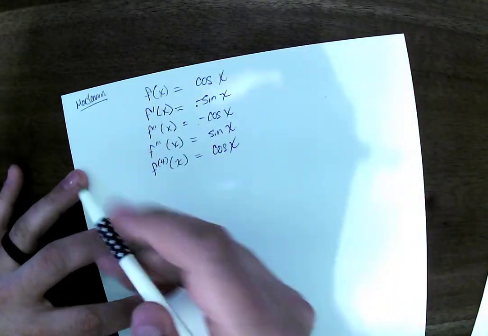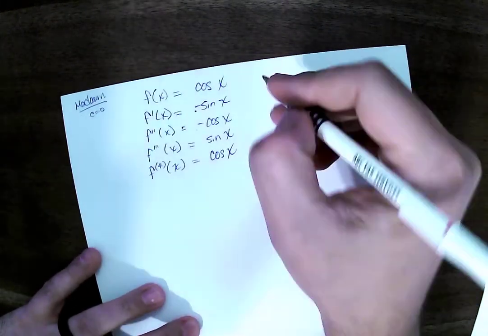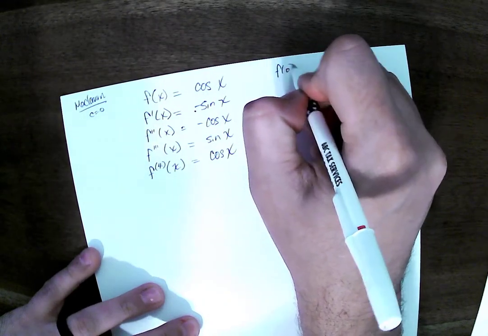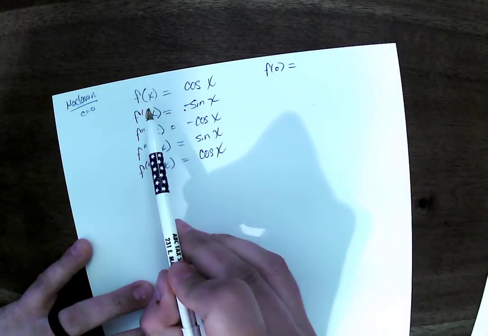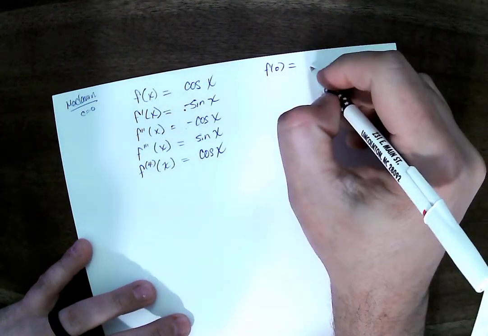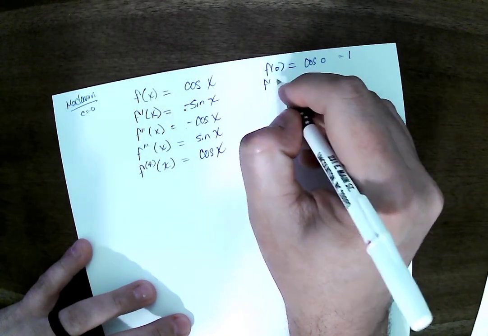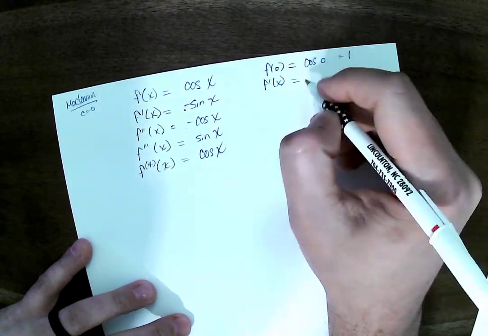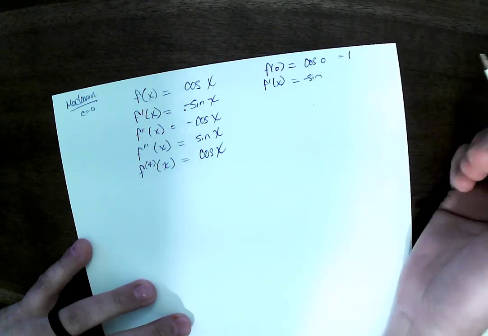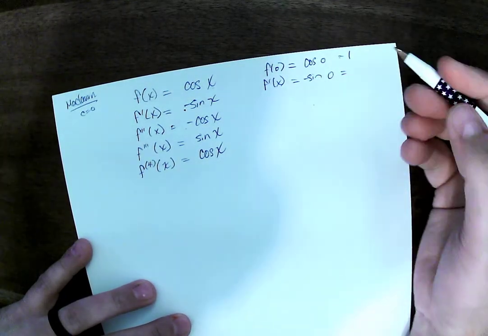Now let's treat this, remember that Maclaurin, this is when c equals 0. So let's treat this as f of 0. So we're going to do the same thing. We're just going to say f of 0, so the cosine of 0, and the cosine of 0 is 1. Your derivative is negative sine of 0. Sine of 0 is 0. Negative 0 is still 0.